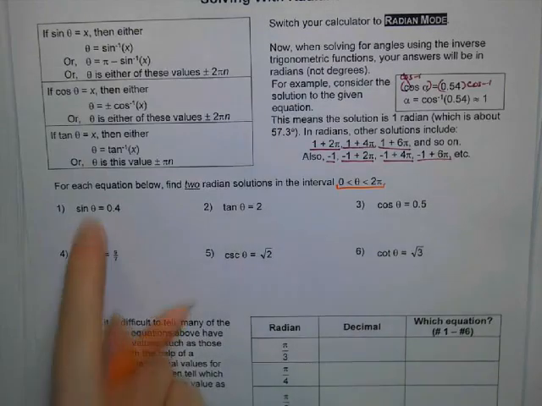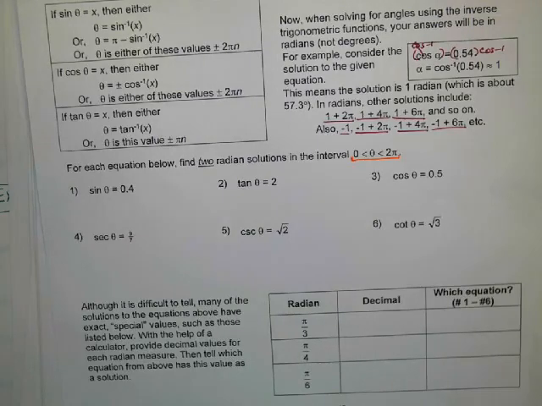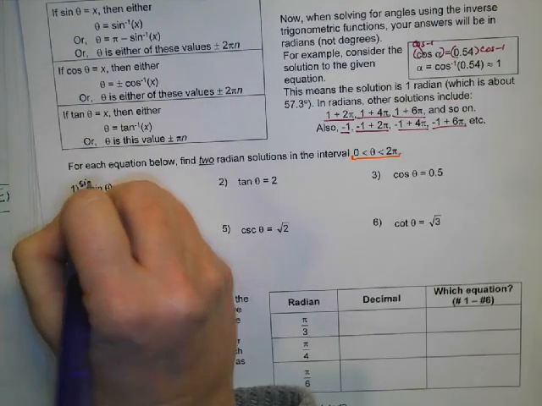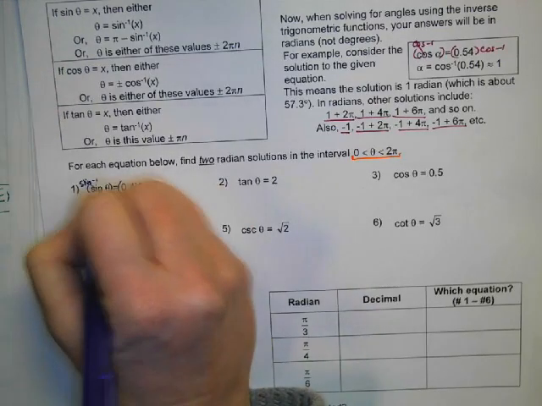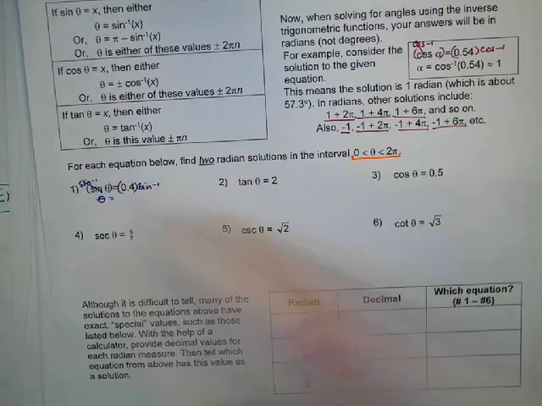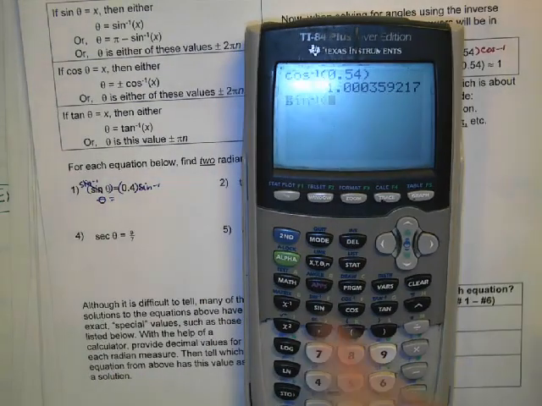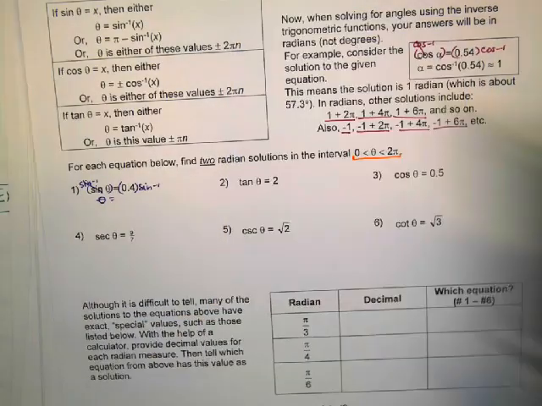So I need to get theta by itself in this first one. How do I get rid of sine? Inverse sine, or arc sine. So I'm going to inverse sine the left, which means I also have to inverse sine the right. That cancels the sine on the left. And when I do inverse sine of 0.4, I get 0.411.